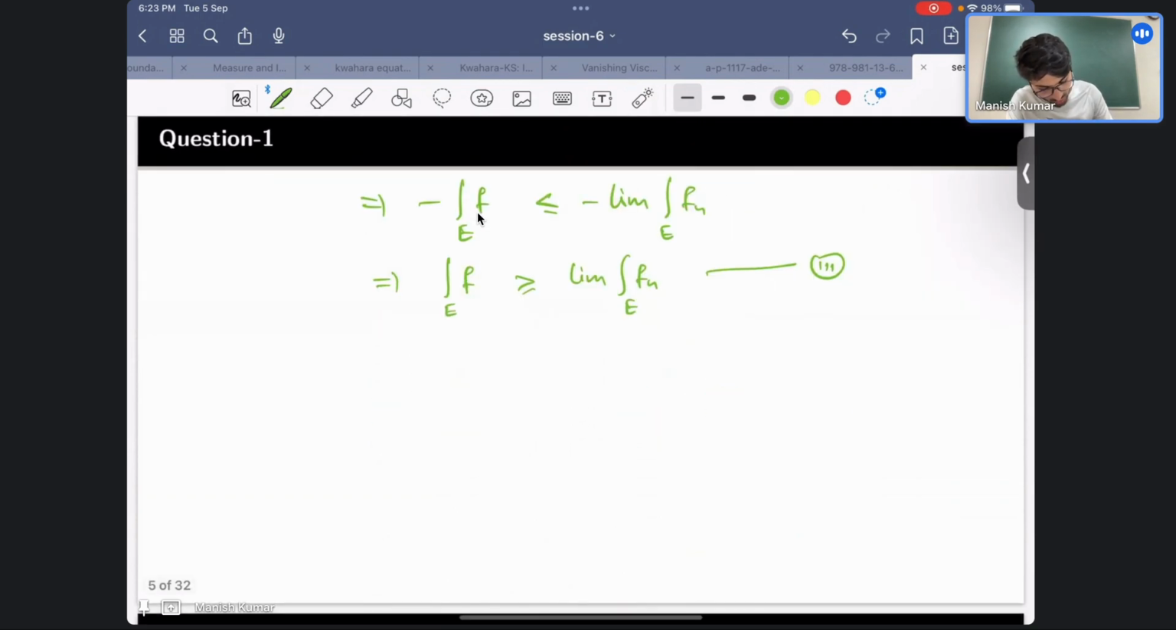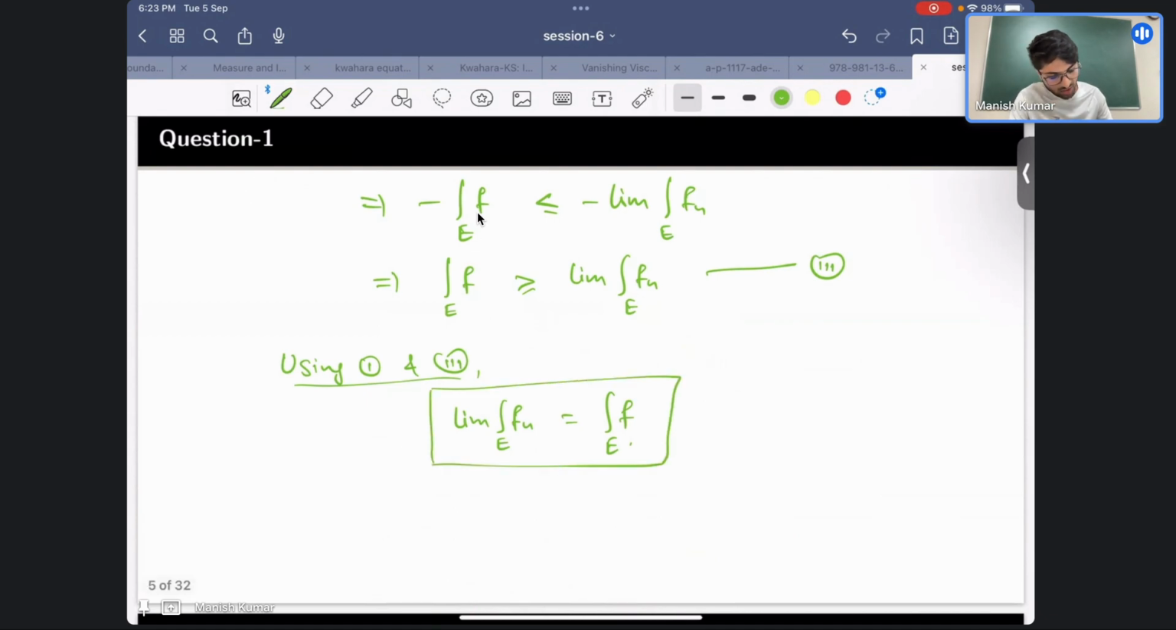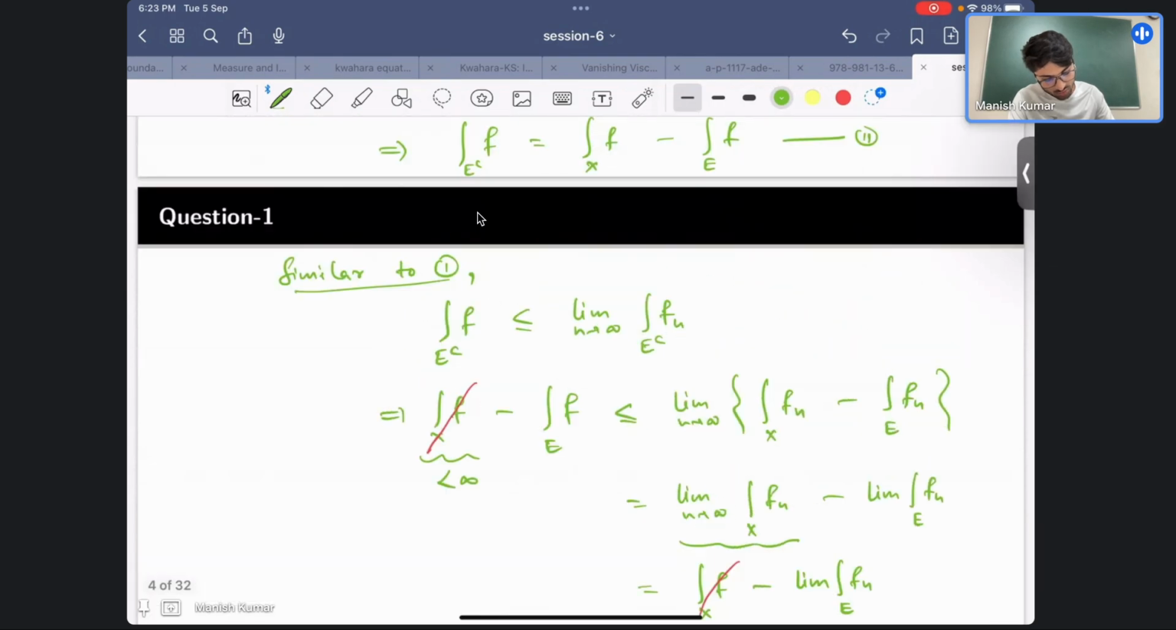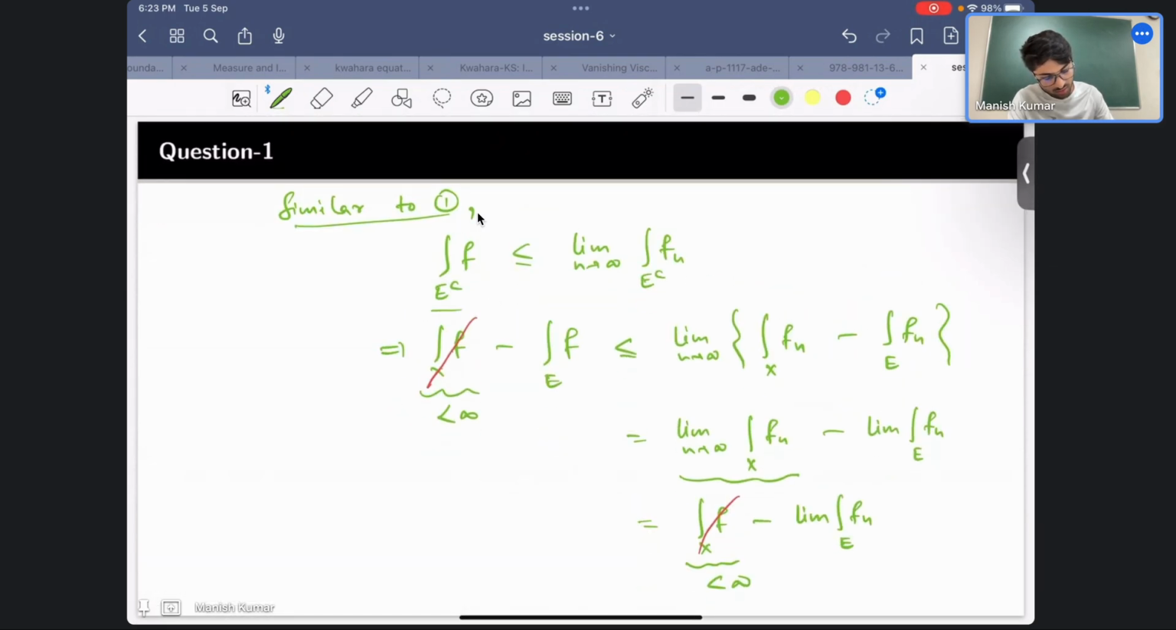So using 1 and 3, what you get is that the limit of the integral of fn over E is nothing but the integral of f over E, right? So the main thing was that for this part you just use Fatou's lemma on the set E. Here you have to use Fatou's lemma over E complement, and then you will get the result.